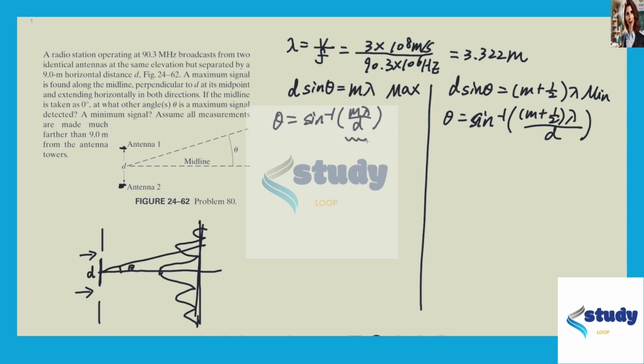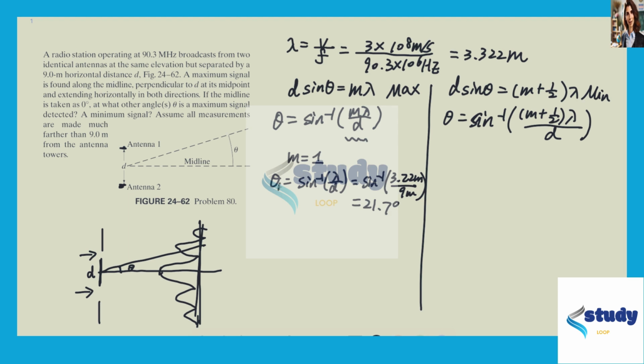Let's start with non-zero m, because if m equals 0, that's just the middle maximum, and we already know that. For m equals 1, we have theta equals arc sine of lambda over d. If I plug in the numbers, lambda is 3.22 meter over 9 meter. That gives us 21.7 degree. That's the place of the first maximum. I call it theta 1.